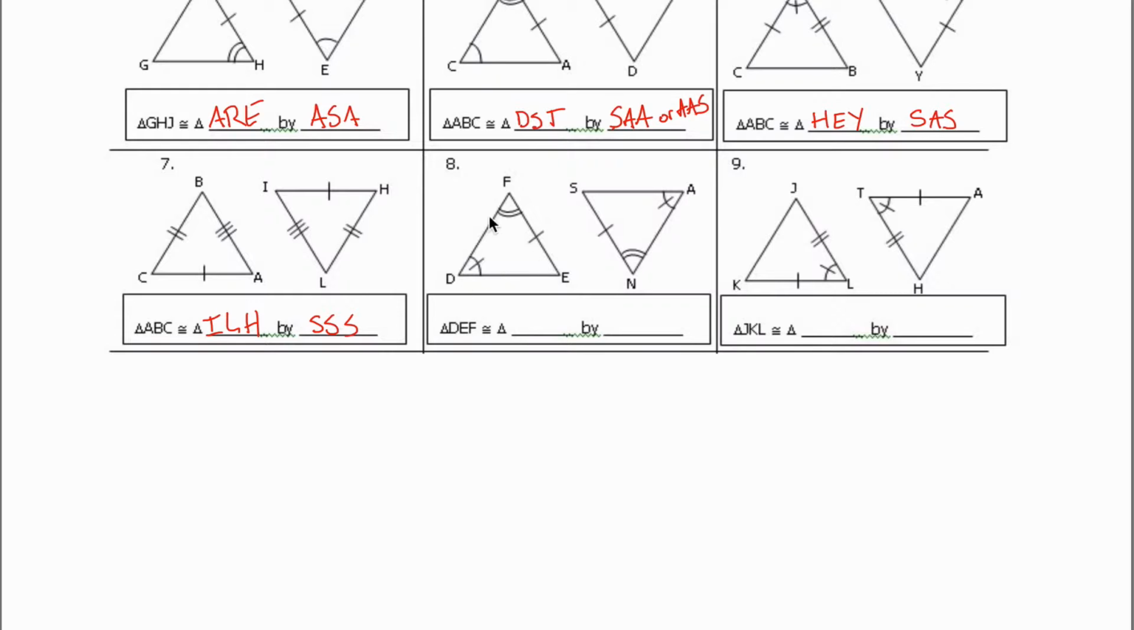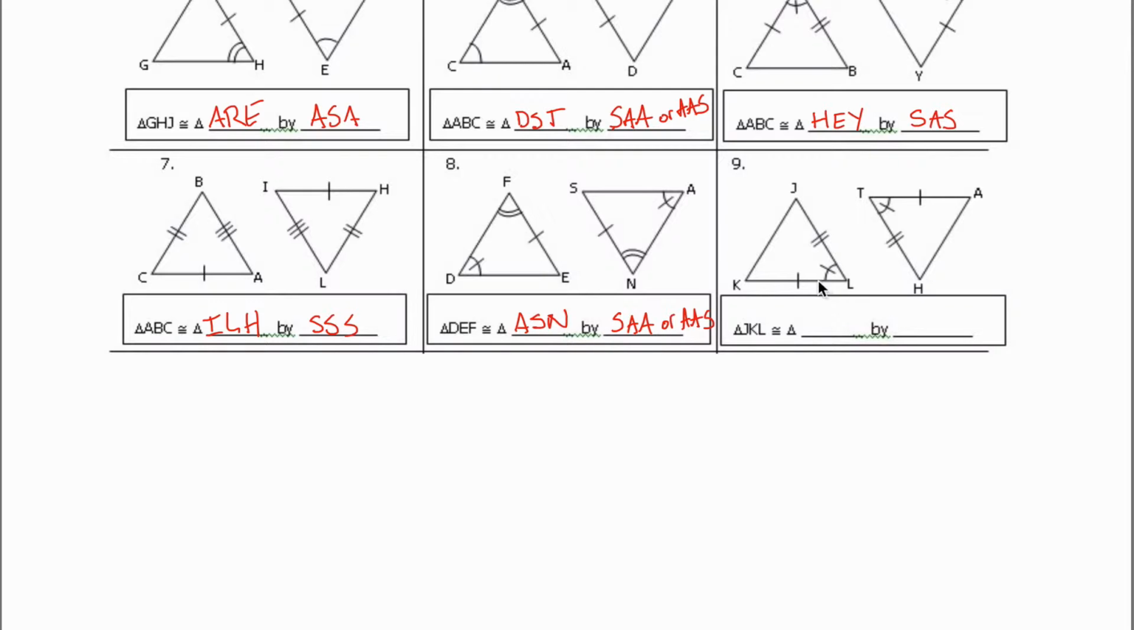And here I have 2 angles and 1 side. So I got angle, angle, side, or side, angle, angle. You can write those in either of those 2 ways. Note that the side is not in between the 2 angles. And so DEF, D is the angle marked with 1 line, so I got that A there. E is the unmarked angle, so that's S. And then I get N.